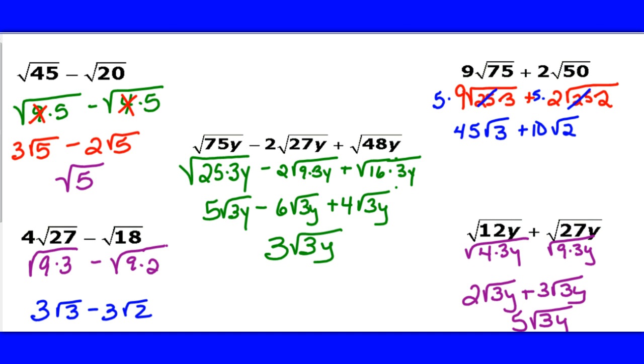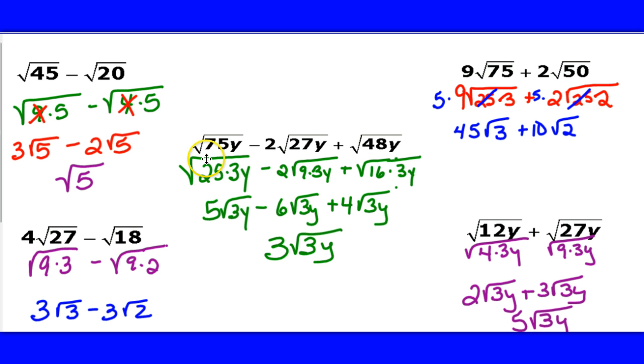All right, take a look at each one of them very quickly. What I did was simply separate them so that there was a perfect squared factor. Now I took the square root out, and you've got 3 radical 5s minus 2 radical 5s gives you radical 5. That was our example. Over here, 75 we broke down into 25 times 3. 50 was 25 times 2. Square root of 25 is 5. That gives me 5 radical 3. Square root of 25 is 5. Gives me 5 radical 2. There's nothing I can do there.